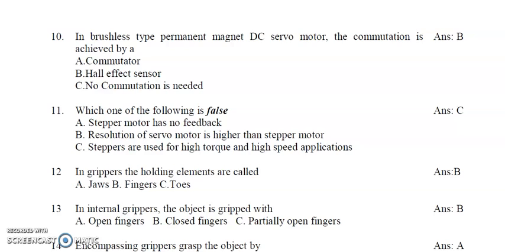In the case of brush type permanent magnet DC servo motor, the commutation is achieved by a commutator. In a brushless type permanent magnet DC servo motor, the commutation is achieved by Hall effect sensor.